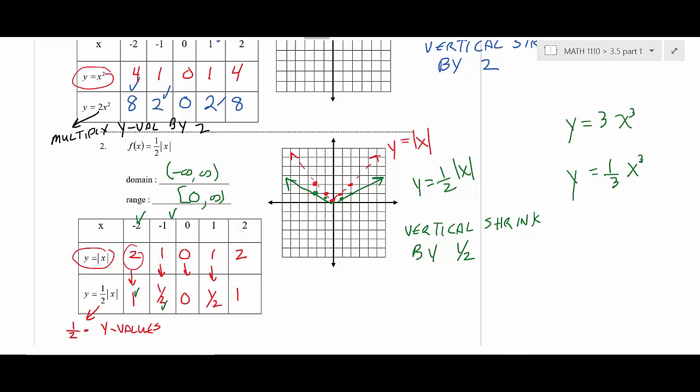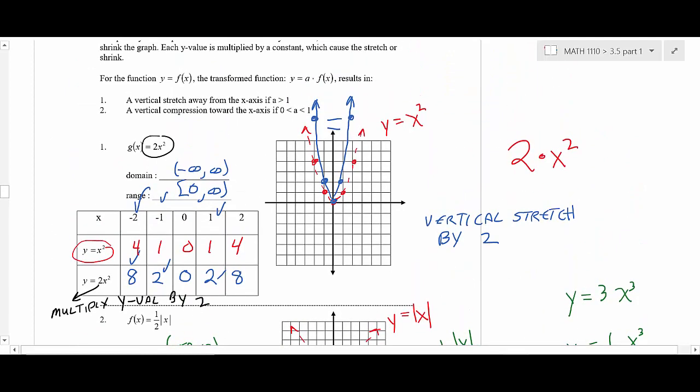You need to understand these things and how the math goes. Then you'll remember it like 10 times better. So what I have up here is if this number is bigger than 1, that stretches it because the y's get bigger. If that number is a fraction between 0 and 1, then it compresses or shrinks. That's what you've got to think about. Okay, does that make sense?